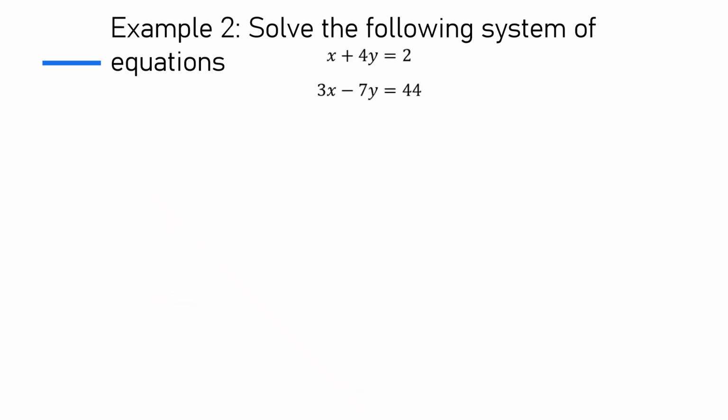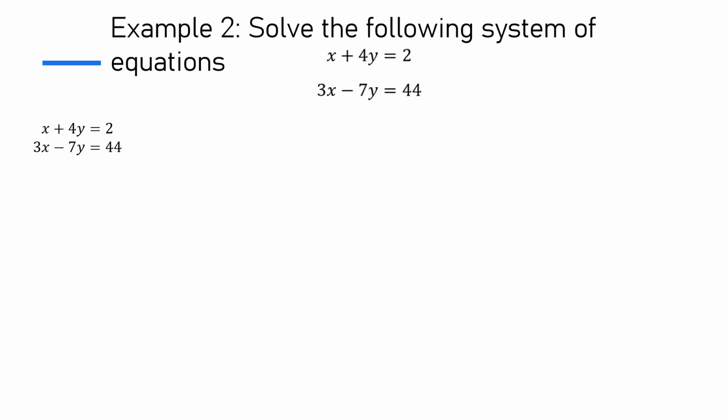All right. Moving right along to our second one. x plus 4y is equal to 2, and 3x minus 7y is equal to 44. So again, we look at our system and we ask ourselves, are any of our equations written as x equals or y equals? No, none of them have that. So then we say, well, is it easy to make one of them x equals or y equals? And this idea about ease is, do any of my variables have a coefficient of 1?